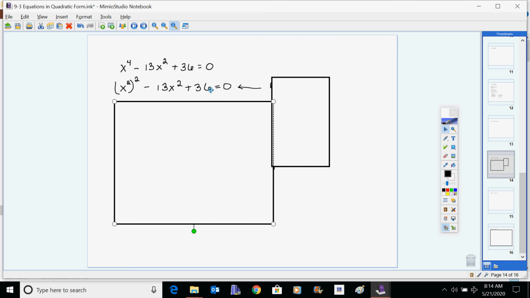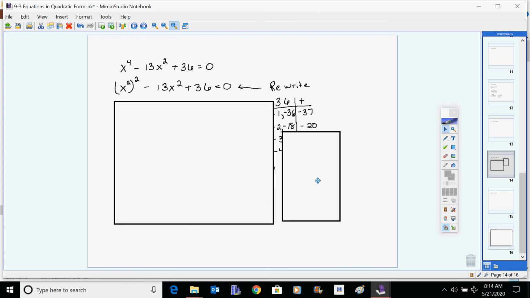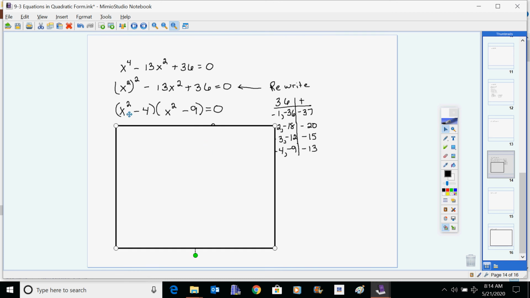We're looking for factors of 36 that are going to give you -13. When we go down the list, we find out that -4 and -9 work. But instead of having just an x here, we have an x squared here.